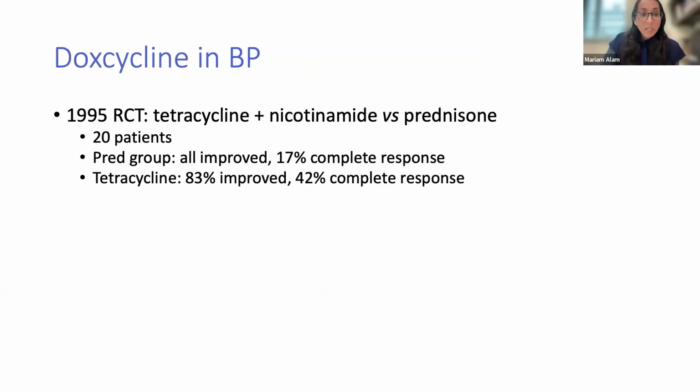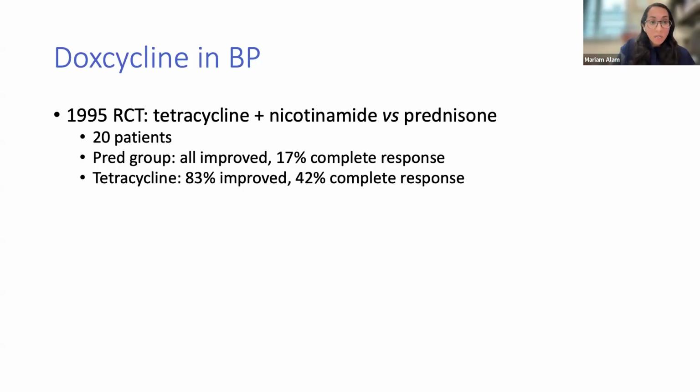And then talking a little bit about doxycycline and bullous pemphigoid. So back in 1995, there was this randomized control trial that looked at tetracycline plus nicotinamide and compared it to prednisone. It was a really small study, just 20 patients. In the prednisone group, everyone improved, and 17% of those patients had complete response. In the tetracycline group, not everyone improved, but a fair amount of them did, about 83%. But 42% had a complete response.